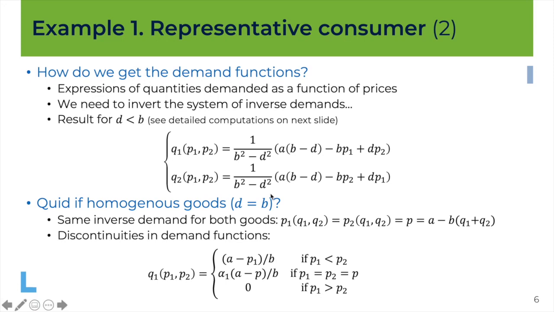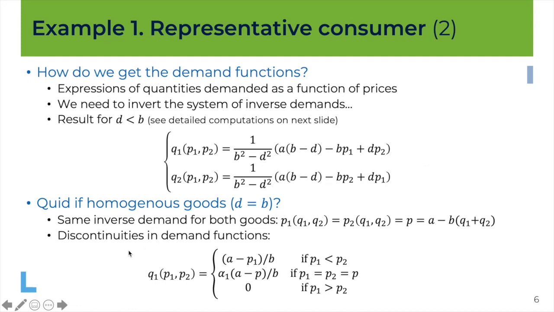Okay, so let me just say a few words about the specific case where d is equal to b. Remember, that means that the two products are exactly homogeneous, that they play exactly the same role in the mind of the consumer. It's as if, it's not a good example, but it's as if you were seeing tomatoes and cabbage as exactly the same vegetable. Okay, but in that case, from a mathematical point of view, you cannot invert the system of inverse demands. Why? You can see this here. If b is equal to d, this would be equal to 0, but you cannot divide by 0. Okay, and so that's just the technical explanation.